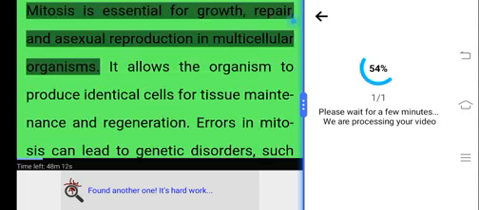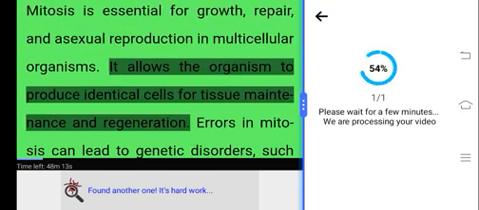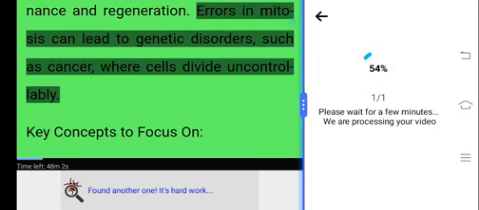Importance of mitosis. Mitosis is essential for growth, repair, and asexual reproduction in multicellular organisms. It allows the organism to produce identical cells for tissue maintenance and regeneration. Errors in mitosis can lead to genetic disorders, such as cancer, where cells divide uncontrollably.